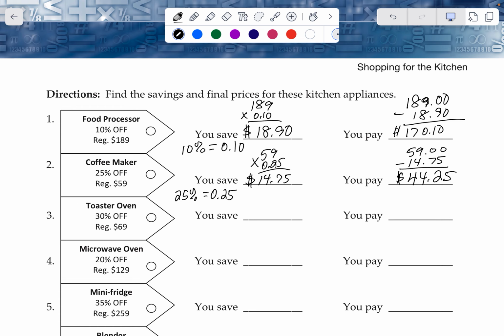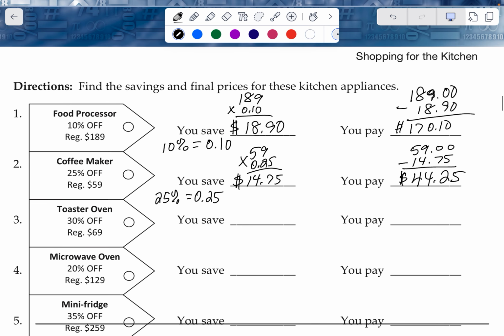Okay? Does anybody have any questions about this section? You're just finding the discount. Once you find the discount, you have to subtract it off to find what you actually pay.